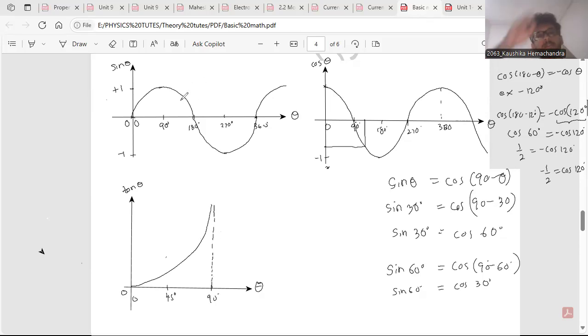At 90 it's going to infinity. You can see where it's going. So it is increasing exponentially. That is what this shows.